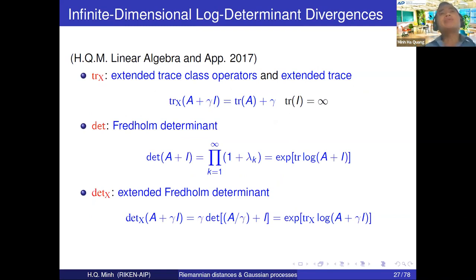And we have something classically called the Fredholm determinant, the determinant of A plus I, which is the infinite product of 1 plus lambda k. This is always well defined, but we also want to define the determinant of A plus gamma I as well. It's given in this form here. So we're extending the Fredholm determinant to the case when gamma is not equal to 1.